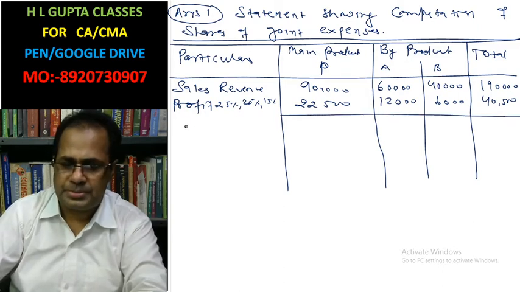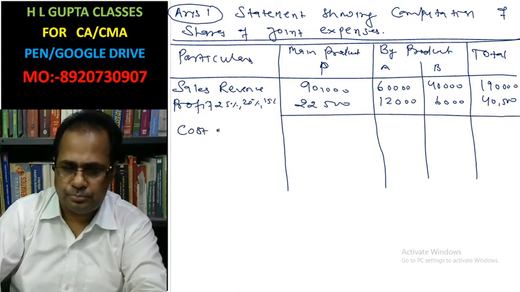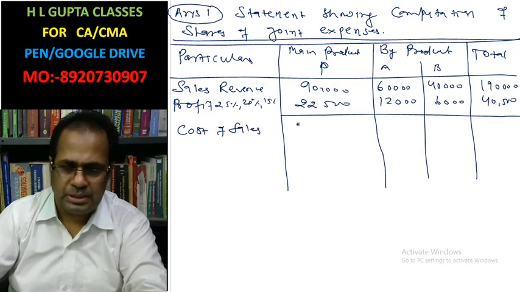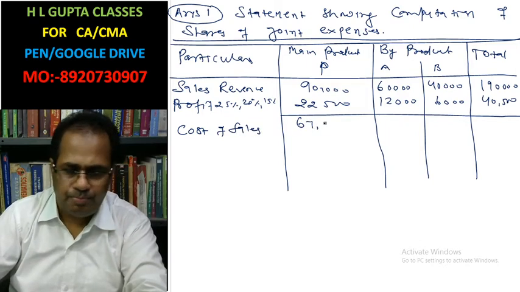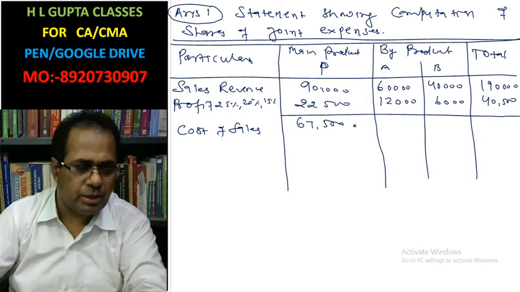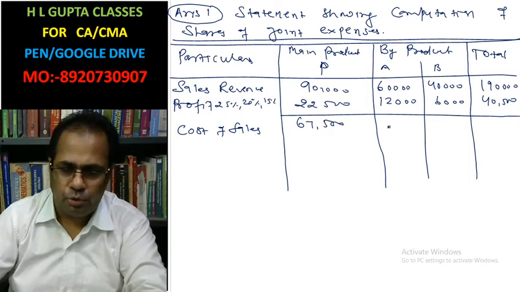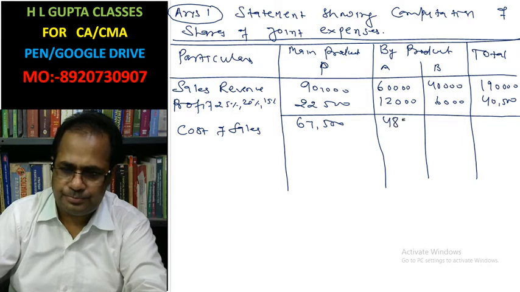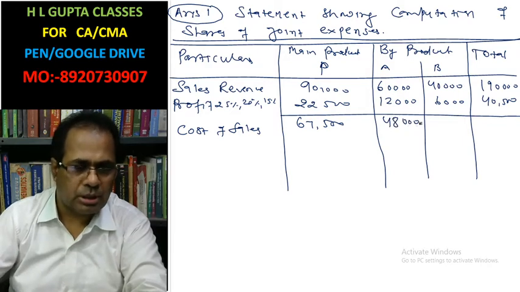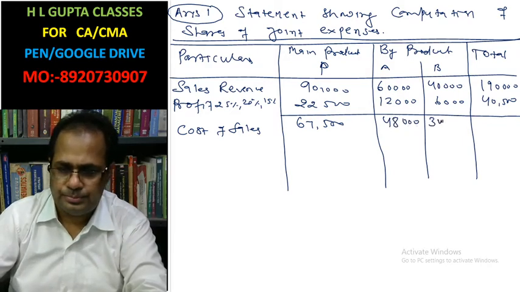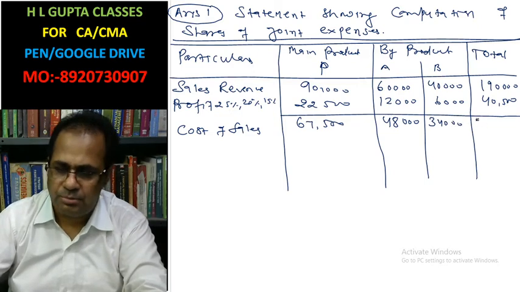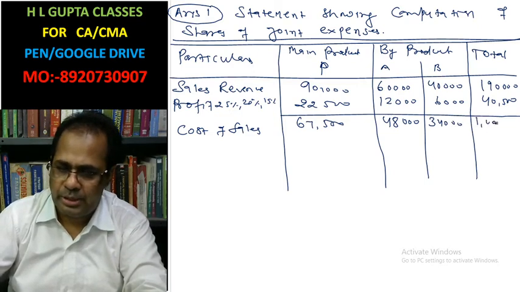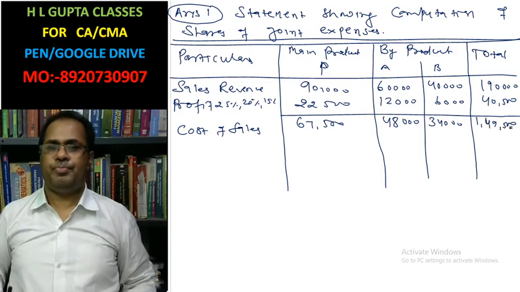This is the cost of sale: 67,500, 48,000, 34,000, total 1,49,500. This is the cost of sale.